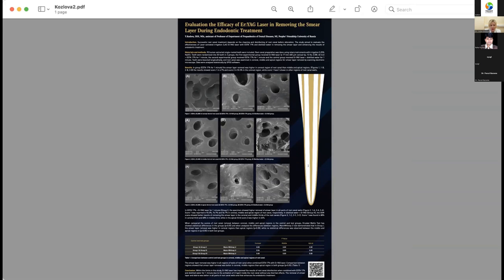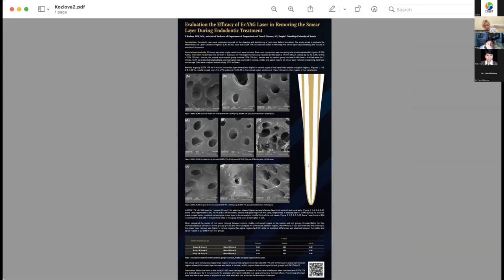Score 1, no smear layer and dentinal tubules open. Score 2, small amount of smear layer covering the root canal, and many dentinal tubules are open. Score 3, smear layer and debris covering the root canal walls and a few dentinal tubules are open. Score 4, the surface of the root canal covered completely with smear layer and no dentinal tubules open. And score 5, heavy smear layer and debris covering the root canal surface.